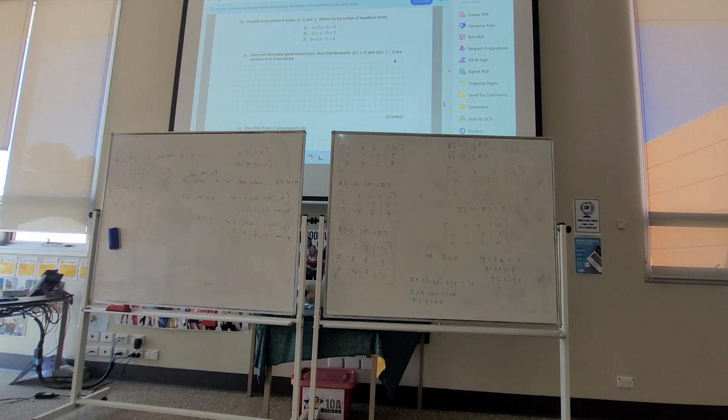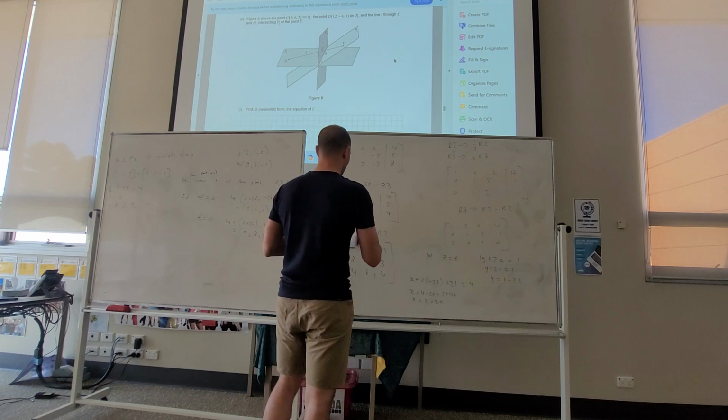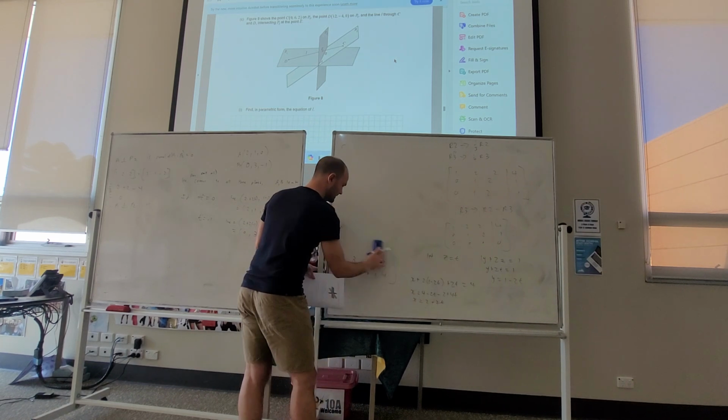All right, turn the page. We got a diagram. Figure 8 shows point C on plane 3 and point D on plane 1, and the line L, which goes through C and D, intersecting plane 2 at point E. Okay, find in parametric form the equation of L. So find the equation of a line from C to D.